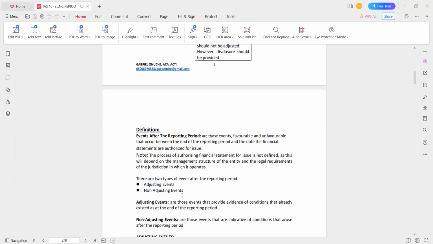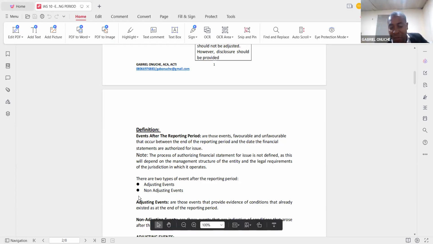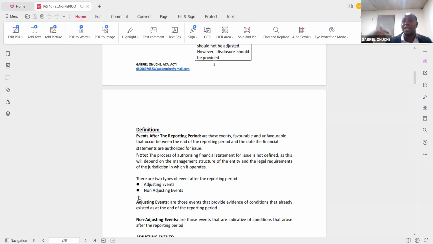Thank you. The standard did not define that. If you ask me, it can be a loophole in the standard. The standard did not define when it should be authorized, and that is why, from my explanation, authorization of financial statements by the board is strictly a management issue, or it is based on a legal requirement. In Nigeria, we don't have any legal requirement to that effect. But if there's a legal requirement in another country that says the board of directors must authorize their financial statements for issue, then it is based on that legal requirement.